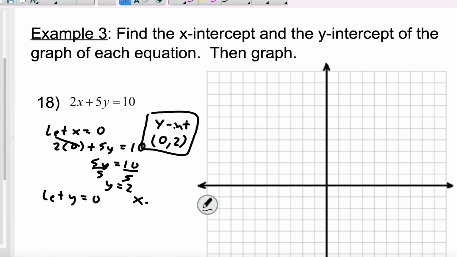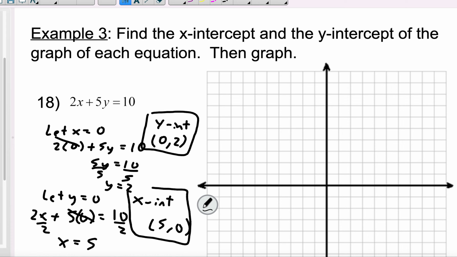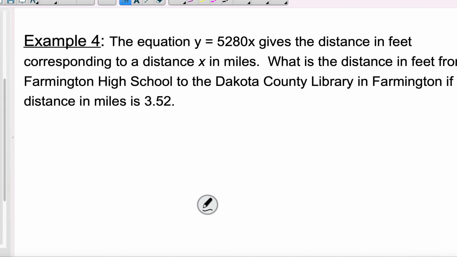What about my x-intercept? I'm going to go ahead and plug in 0 for y. So what happens? This goes away, divide by 2, and x there is 5. So what's my ordered pair? 5, 0. So let's plot that. 0, 2, 5, 0. Connect my points, and there we have it. So giving you some tools on how to graph a linear function.